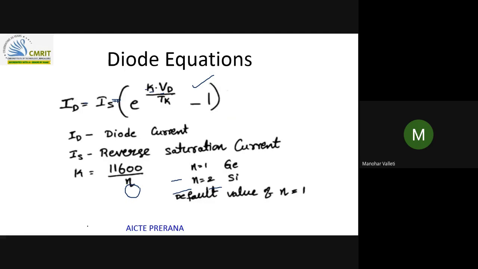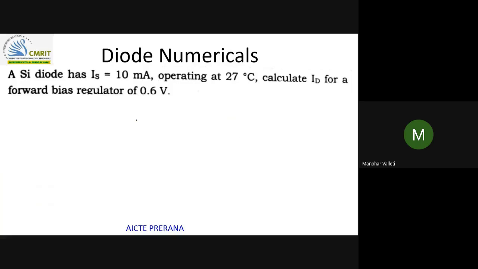So from that equation, what are the main things to be remembered? I = I_S (e^(V_D/ηV_T) − 1), where I_D is the diode current or I_F, the forward current. So you saw that equation; try to solve this problem.